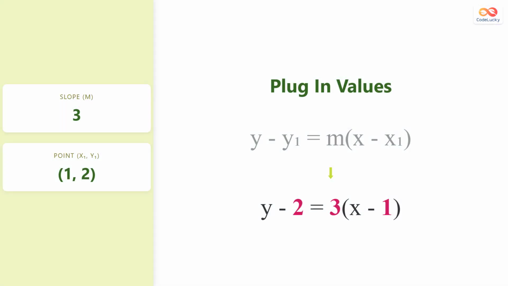We will take our slope of 3, and one of our points, let's use (1, 2). We substitute these values into the formula. So, y minus 2 equals 3 times the quantity x minus 1.